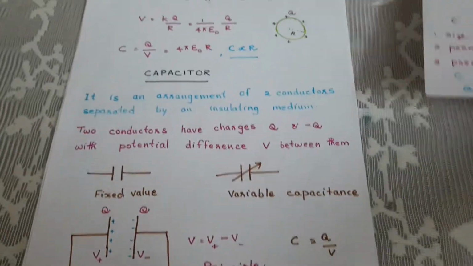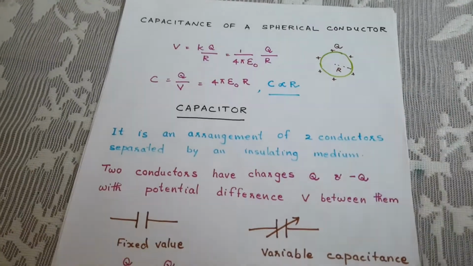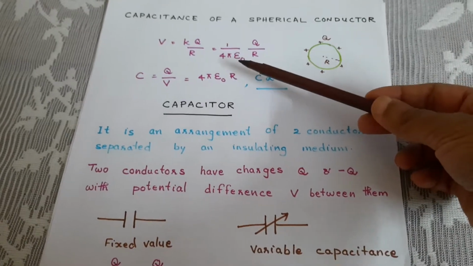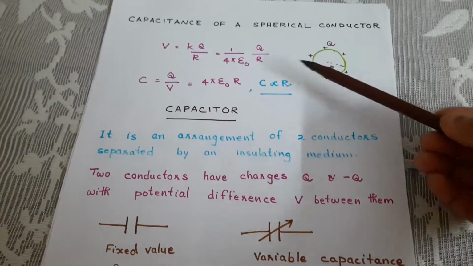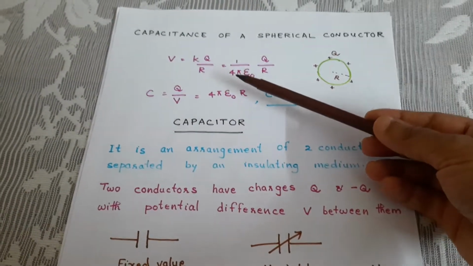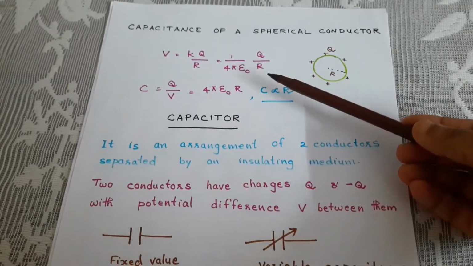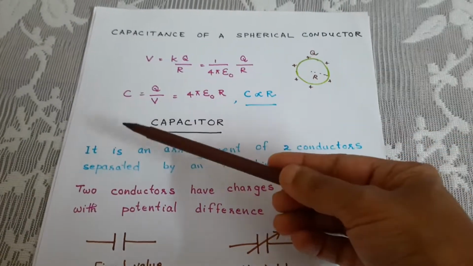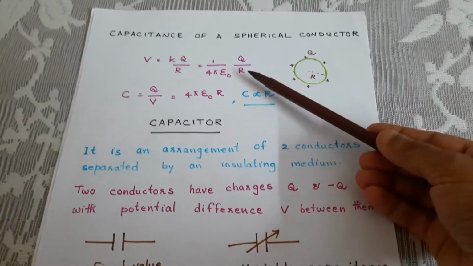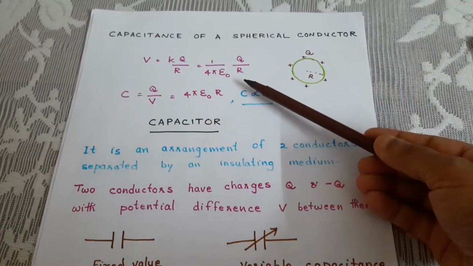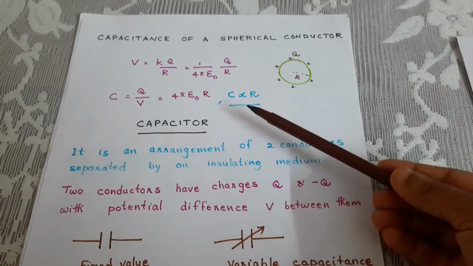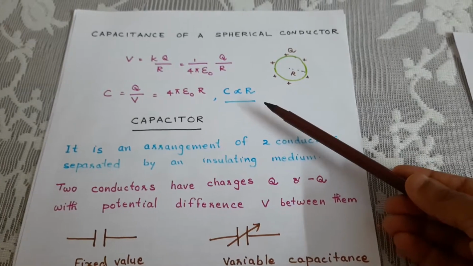Now let us find the capacitance of a spherical conductor. The potential on the surface of a charged spherical shell is given by V is equal to kQ by r. It is equal to 1 by 4 pi epsilon 0 Q by r. So its capacitance is equal to Q by V. From this equation, Q by V is equal to 4 pi epsilon 0 r. Therefore, the capacitance is directly proportional to its radius.